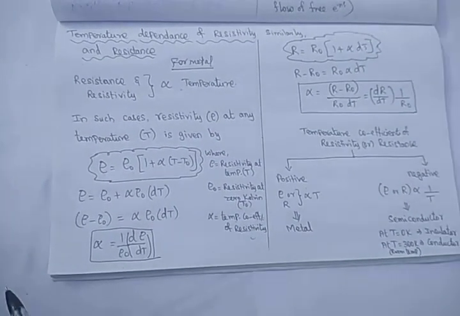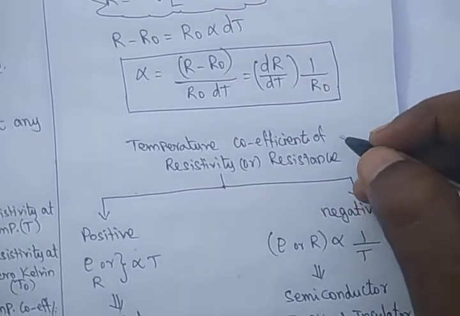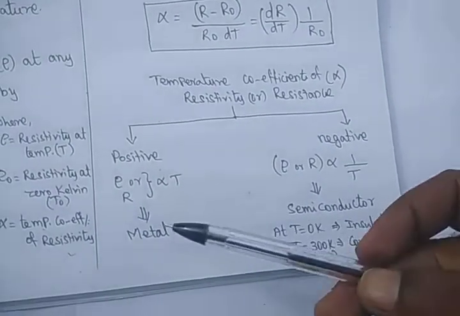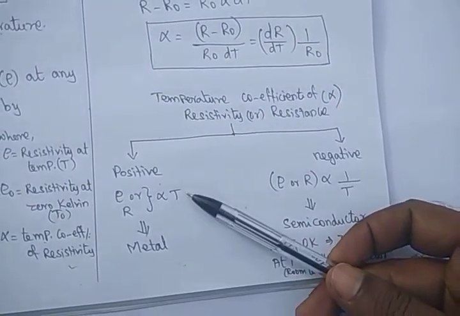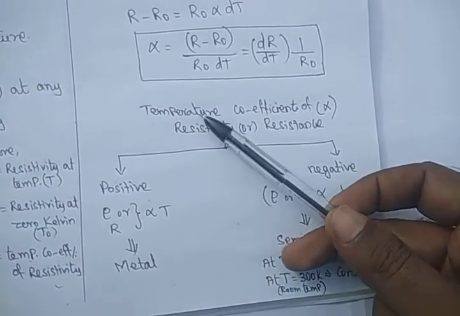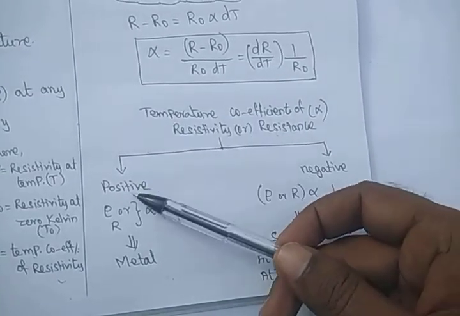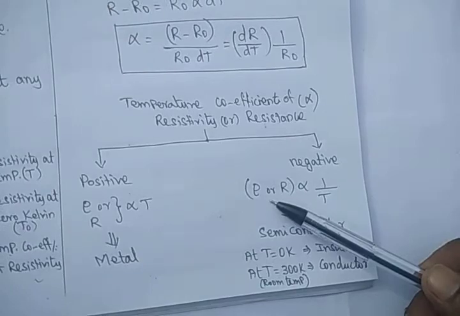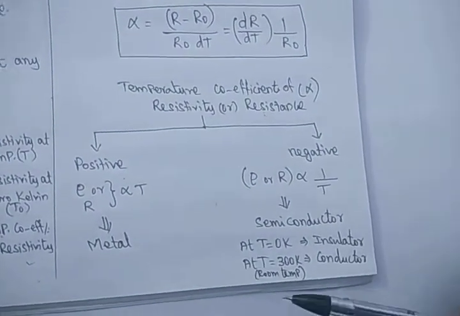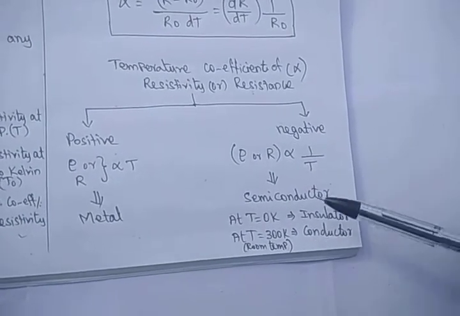We often say that there are two types of temperature coefficient of resistivity or resistance alpha. It is positive and negative. When it is a metal, resistance and resistivity are directly proportional to temperature, which means a positive temperature coefficient of resistance. Directly proportional means positive. Inversely proportional means negative. This happens in semiconductors. The semiconductor lesson we are going to see in the last chapter of our plus 2 class.